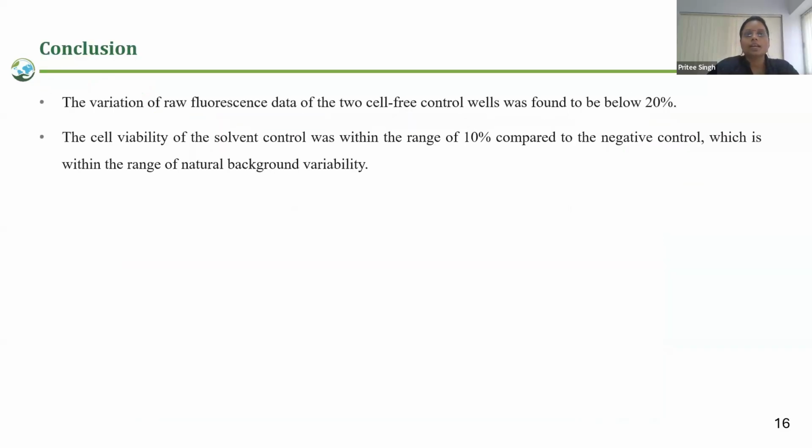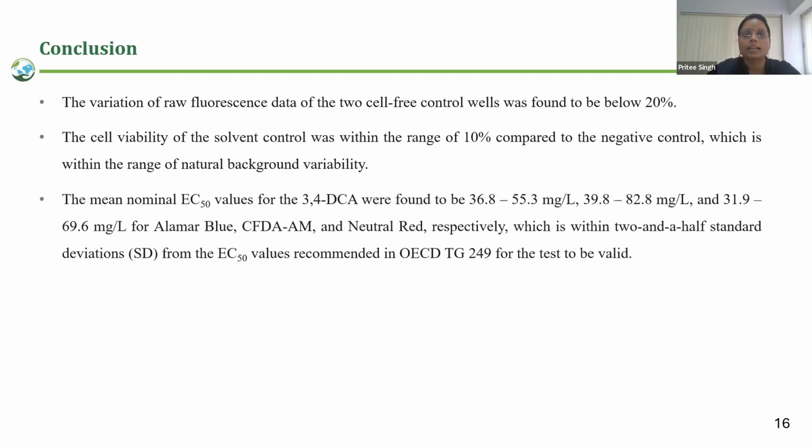In conclusion, the variation of raw fluorescence in the two cell-free controls, one with the L15 medium and the second with the highest concentration, was less than 20%. The cell viability with negative control and solvent control was within the range of 10%. For 13 trials, we got these two results, and the EC50 value for DCA according to the dye was within 2.5 standard deviations of the EC50 value recommended in OECD 249.